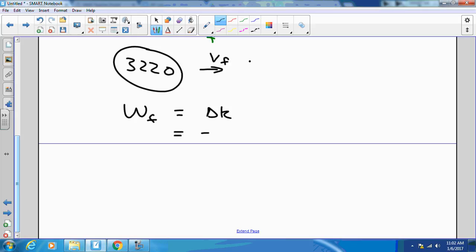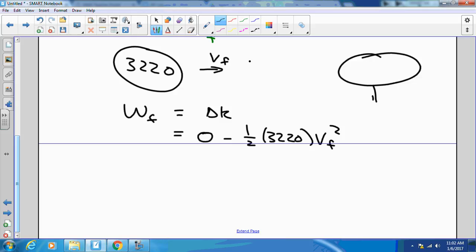And we know that the final state is 0, and the initial state is 1/2 m V squared. And also, for the work done by friction, we'll need to know the force of friction. That calls for a free body diagram: mg, Fn, and the frictional force pushing backwards. Do you have to include a free body diagram?